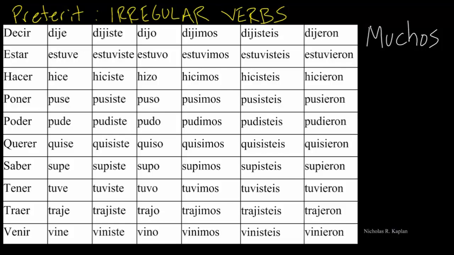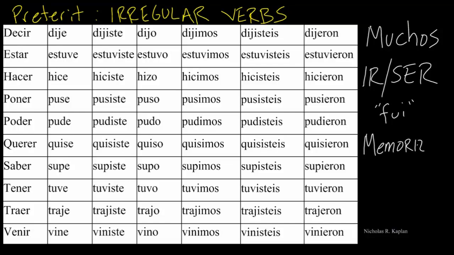And there are even some verbs that you've probably seen before that you already know that aren't even on this list. Like ir and ser. Those are both irregular. Remember this? Fui. Yeah, you just have to memorize. Oh! There it is again. Memorize.